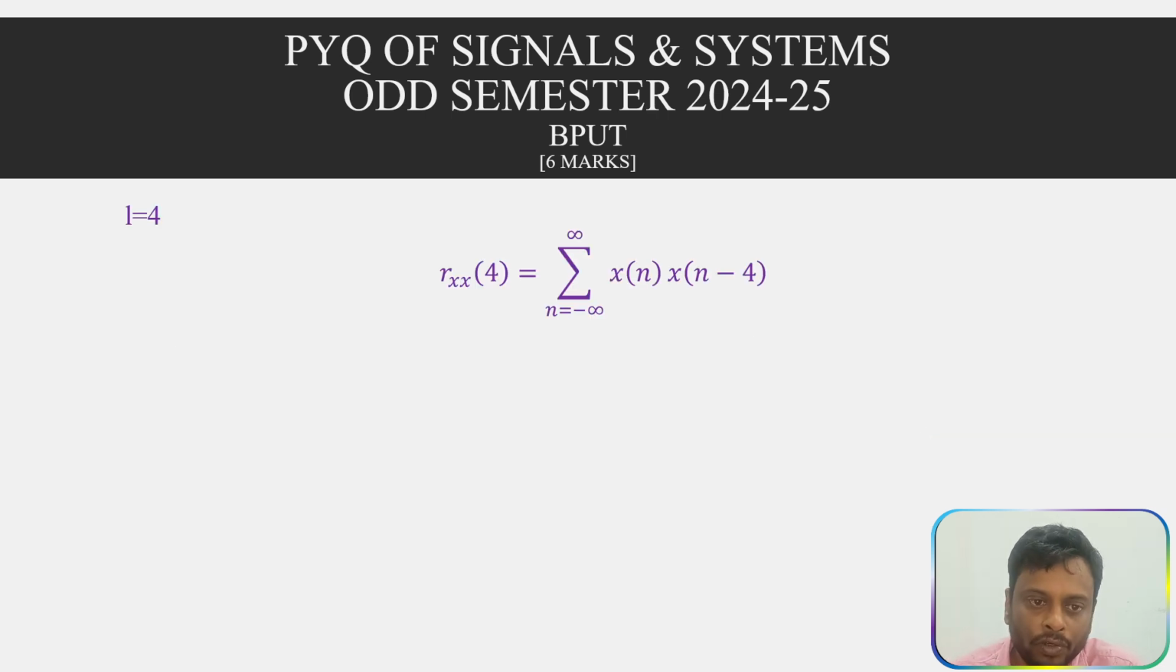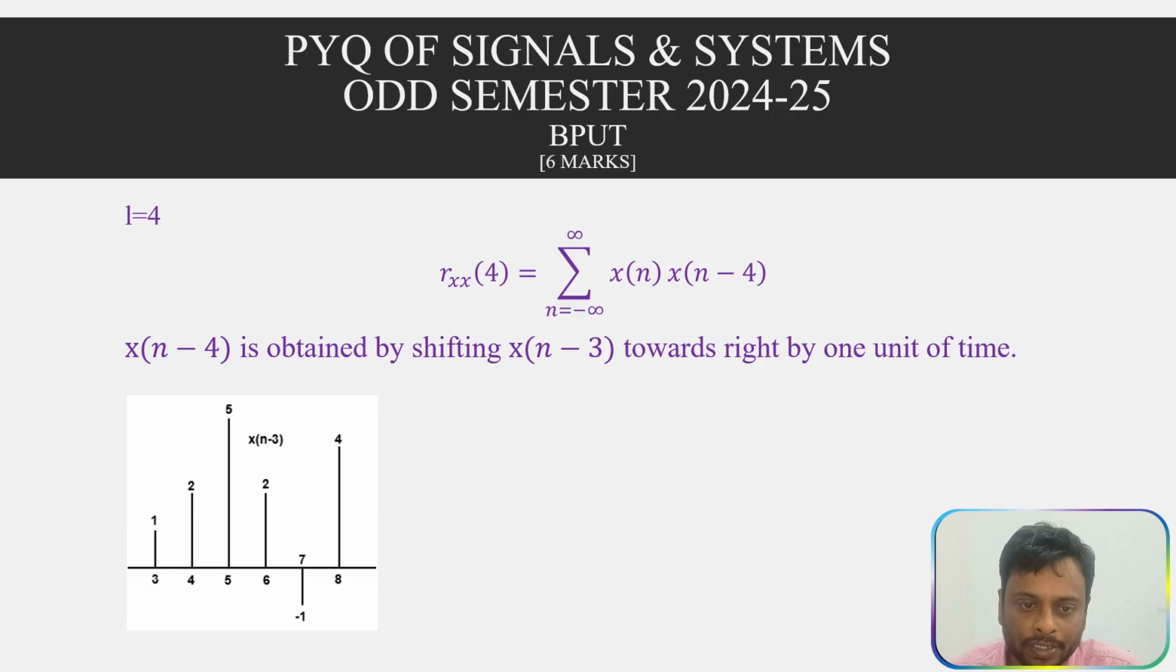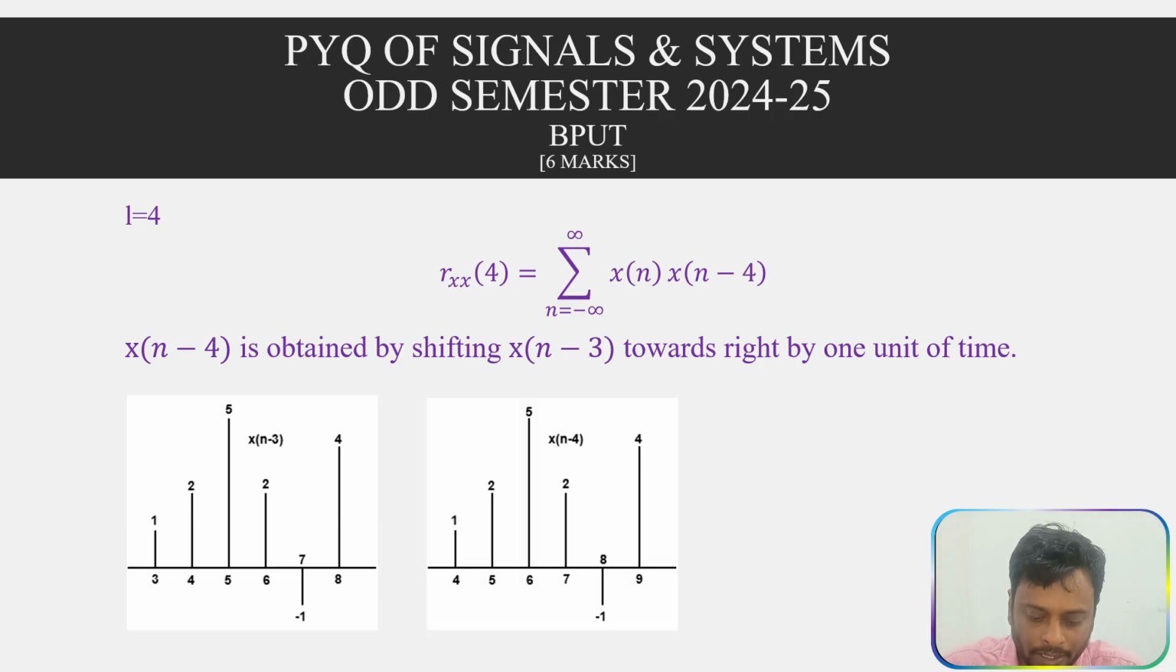Similarly, for L equal to 4, it is the same formula. So x of n minus 4 is obtained by shifting x of n minus 3 by 1 unit in time towards the right. So you can see this is our x of n minus 4. That x of n minus 4 will be multiplied with x of n. So what is x of n? You can write over here. It is 0, 1, 2, 3, 4, 5. So what is the common point? Common points are 4 and 5.